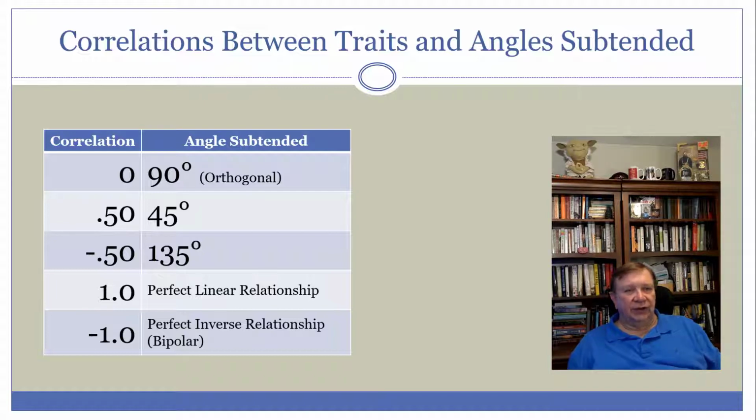Now half of 90 degrees is 45 degrees. And a trait that is located 45 degrees away from another trait is correlated 0.5. Anytime our angle gets greater than 90 degrees, the correlation is negative. So where we have 135 degrees, we have a negative 0.5 correlation.